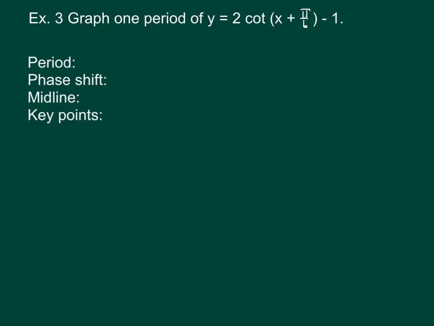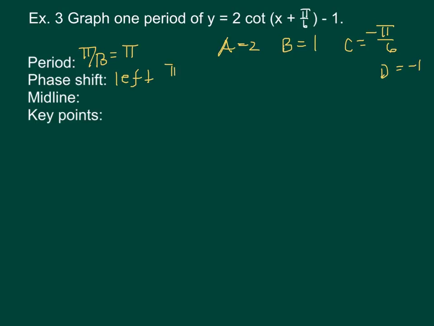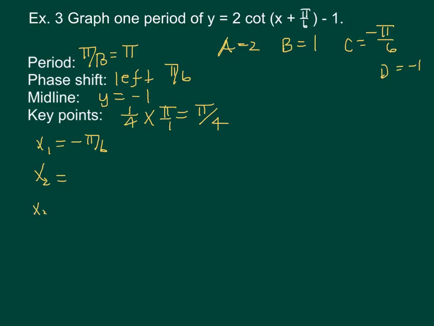So looking at our first example for cotangent, A is 2, B is 1, C is negative pi over 6, and D is negative 1. Your period is still pi over B, which is pi. Your phase shift, we're moving left, pi over 6. Your midline is y equals -1. So your first x is at -pi over 6. Get your key points. You're doing 1/4 times your period, which is pi over 4. So that's what you're adding each time.